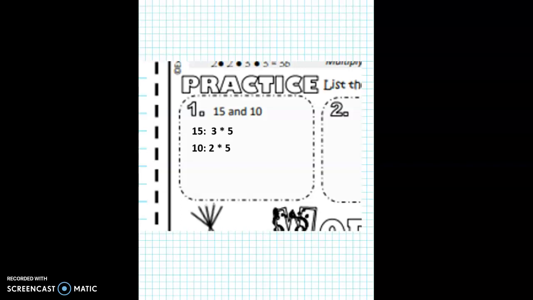When we compare the lists, we see that there is a 2 and a 3 that are each unique in the 10 and 15. However, 5 appears in both factor strings. So in order to find the least common multiple, we only have to use one of those 5s. Our least common multiple will be 2 times 3 times 5, which equals 30.